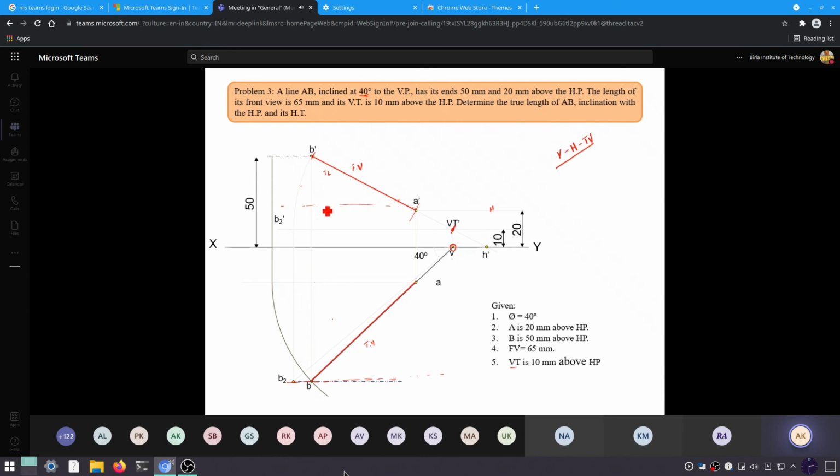Also, maybe I have made some confusion over here. This is not exactly the true length, but the apparent length from VT, because the arc will give you the same length. So true length is obtained after extending it further. Similarly here, once we get the top view, we make an arc. This is the apparent length. Then if we extend it further and join these two values, B1 dash and A, this will give you the true length. Is it fine?